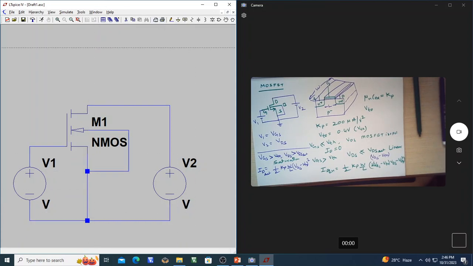You can see now I can get a ground here because this is my ground. So ground here, you can take this as your ground. This is ground. Let me make that connection also.